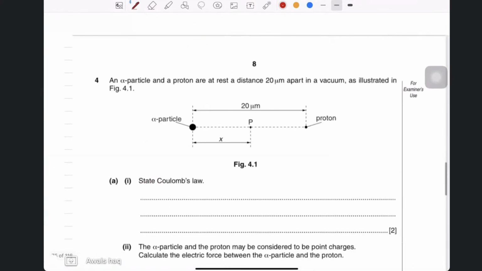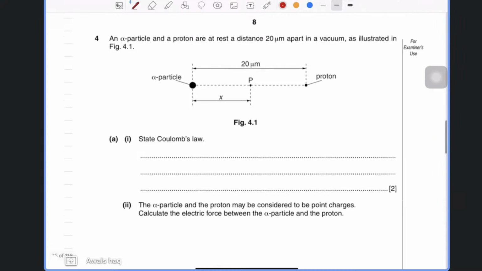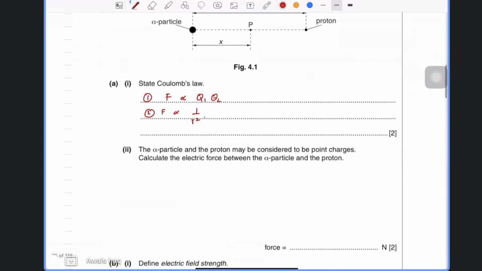So now let's move to a very similar question. In this one, it says there's an alpha particle and there's a proton, and then there's a point P. It just says state Coulomb's law. The first thing you should understand is that force is directly proportional to the product of charge, and it is inversely proportional to the square of their distance from center to center. So you can write it in words. And then it says alpha particle and proton may be considered to be point charges. Calculate the electric force between the alpha particle and the proton.